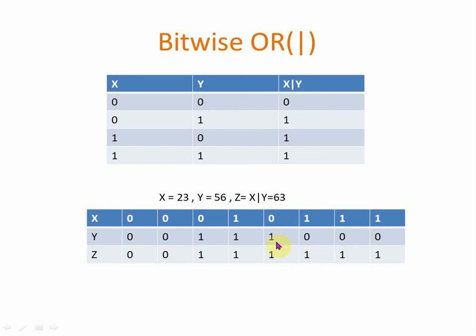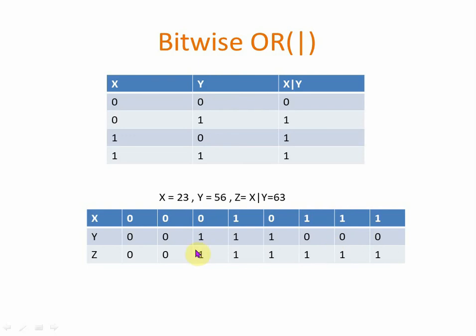Again for 0 and 1, what is it? 1. So I have written here 1. Now 1 and 1, what is 1 and 1? It's 1. So I have written here 1. Now for 0 and 1, it's again 1. And for 0 and 0, it's 0. So I have written here 0. So finally, I got the binary output of x bitwise OR y. This is z in binary.